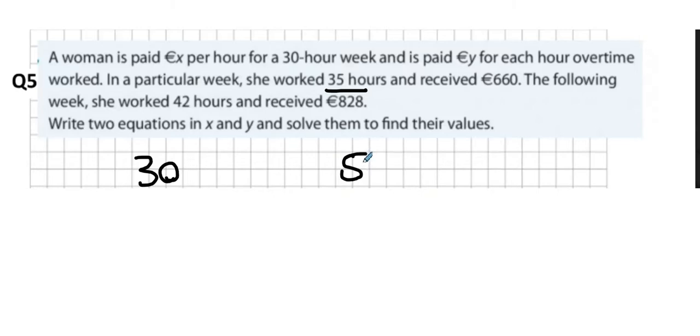Would everybody agree with that? 30 multiplied by X is the amount of money she gets for working the 30 hours. Does everybody get that? 30 multiplied by your rate per hour plus 5 times your what? 5 times your overtime rate. And that has to equal 660. Next time you're working 42 hours.